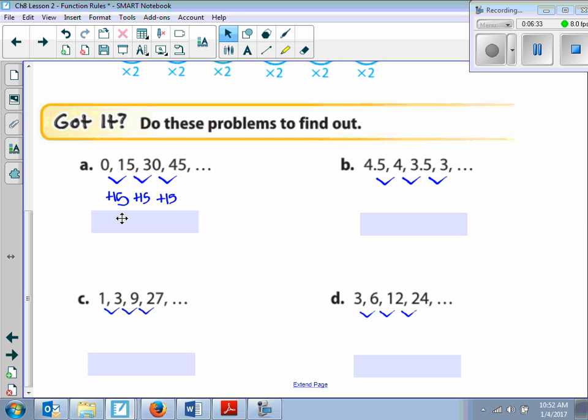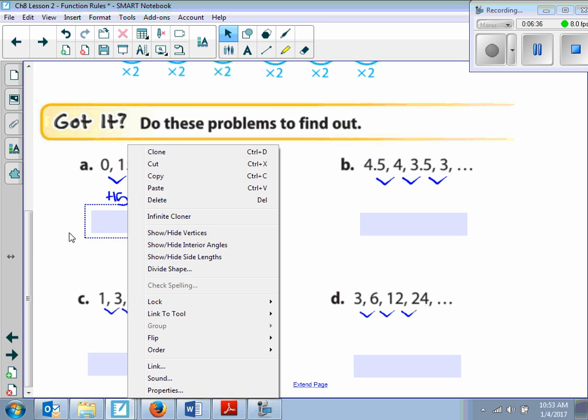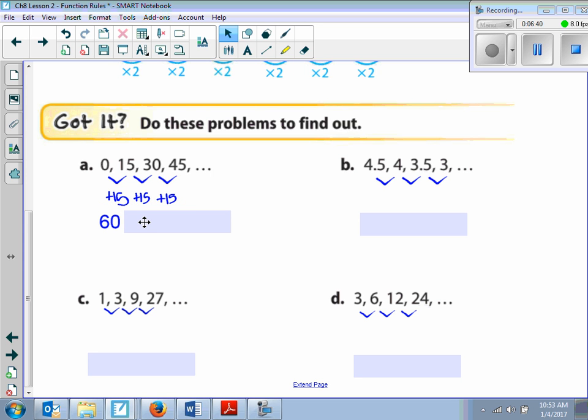So 45 plus 15 gives me 60, right? Then we go to the next three terms, right? So 60 plus 15 gives me 75, right? And then 75 plus 15 gives me what? 90. And there's your next three terms. Is everybody clear? Example. Looking at example B, how do I go from 4.5 to 4?